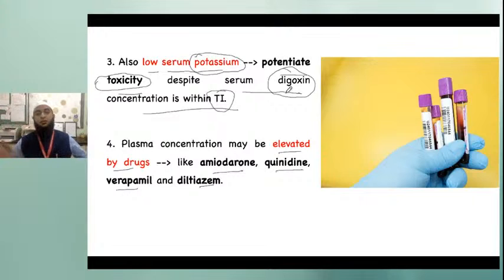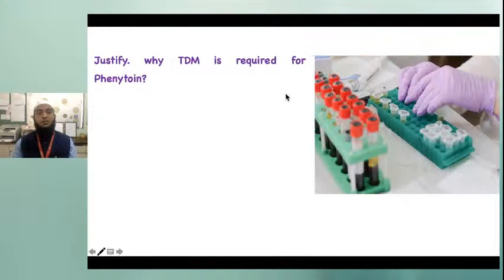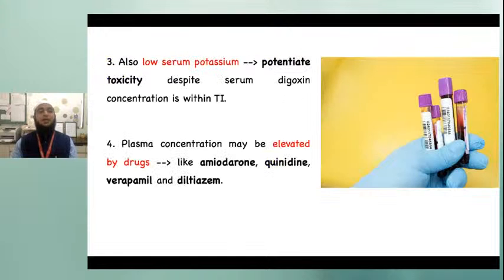And if you are giving those drugs, then the simple option is to monitor the plasma concentration of digoxin, and accordingly you can decide what subsequent dose to give that particular patient. Okay, so these are the four important reasons why TDM is necessary in the case of digoxin.